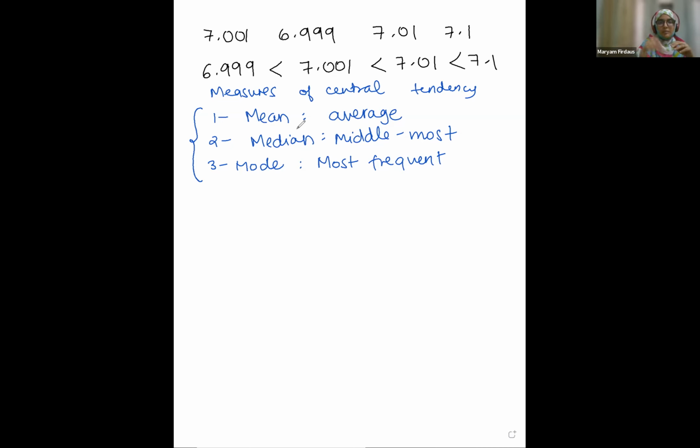Median is obviously the middlemost, right? And mode is the most frequent. So the three of them are called measures of central tendency. And now there's one more term that's called the range. Do you know what the range is? Highest value minus lowest value.